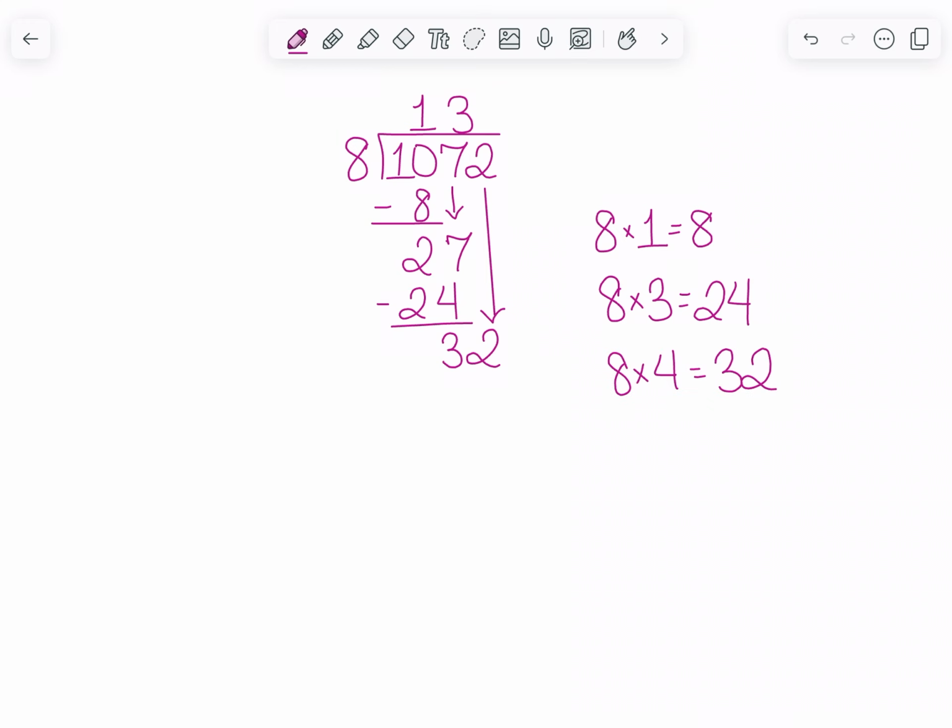Since 8 times 4 is 32, we would write the 4 in our next place value and then subtract 32 to see how many we have left. Once we do that, we have 0 left over, and there's no more place values to bring down. So my final answer, 134.